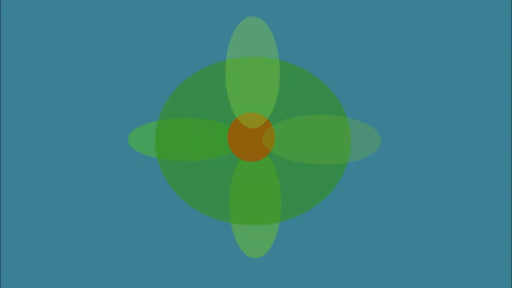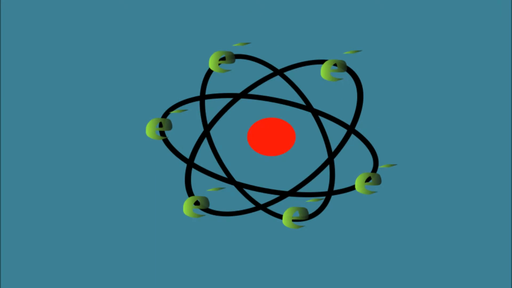So first, let's get something clear. Electrons can behave as waves or particles. That's why you might see pictures of atoms looking like this instead of this. For the purpose of keeping things simple, I'm going to treat electrons as particles in this video.